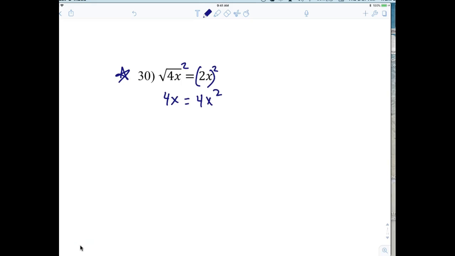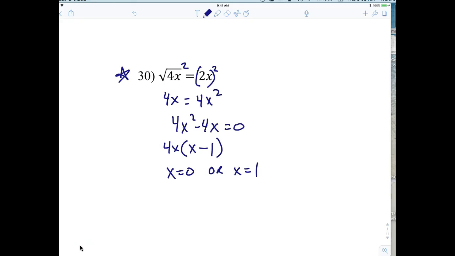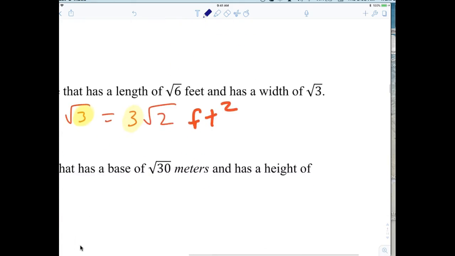Set it equal to 0. So 4x squared minus 4x equals 0. Factor out of 4x. So x could equal 0, or x could equal 1. No extraneous solution. But if you plug 0 in, what's 4 times 0? Square root of 0 is still, yes. All right?